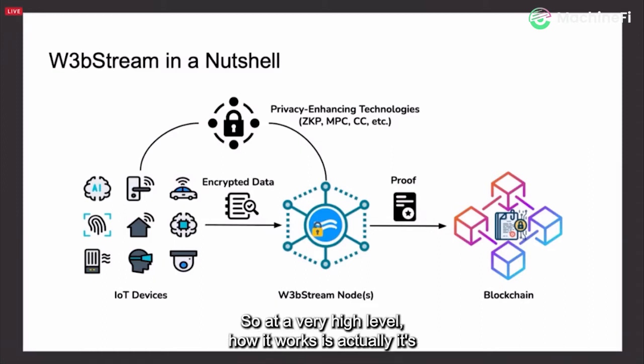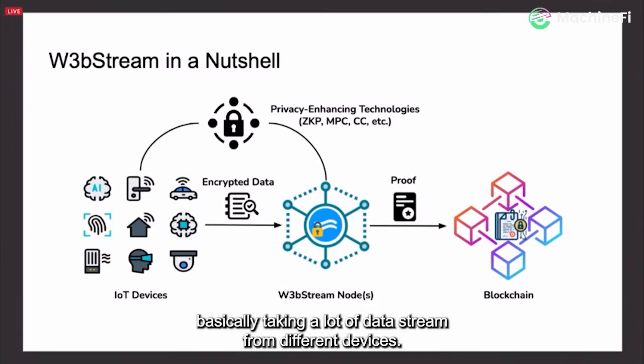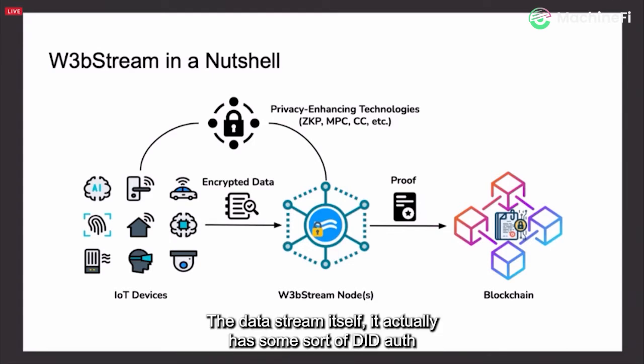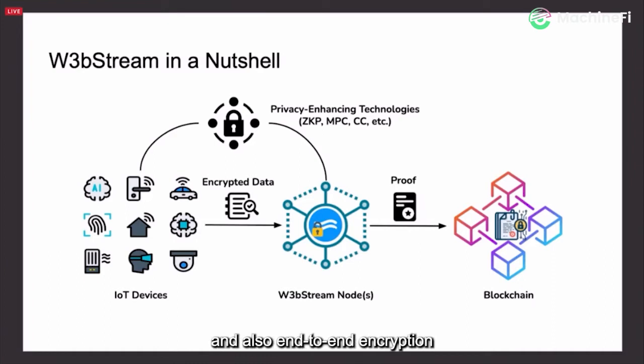So at a very high level, how it works is that it's a decentralized infrastructure, getting a lot of data streams from different devices. Could be your wearables, your rings, your bike, scooter, everything. The data stream itself has some sort of DID auth and also end-to-end encryption. That ensures the privacy of the user.